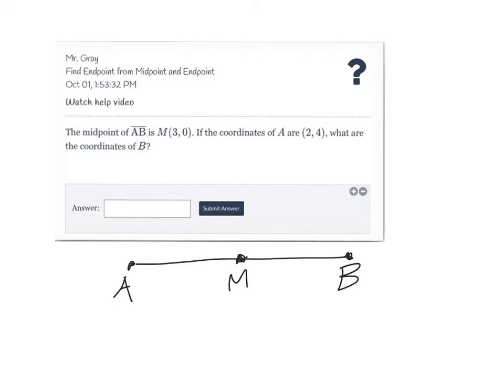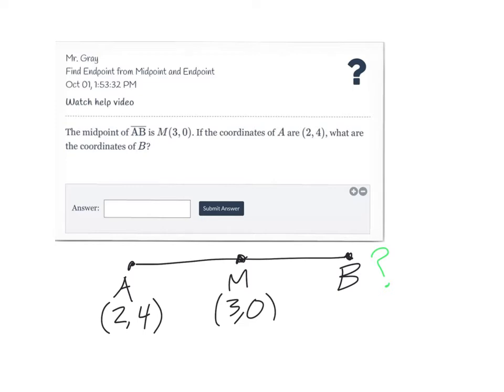Then next to the points, I write down what I know. I know that M is at (3, 0). I know that A is at (2, 4). And I don't know what B is. We want to figure out the coordinates of B, so I put a question mark next to that.